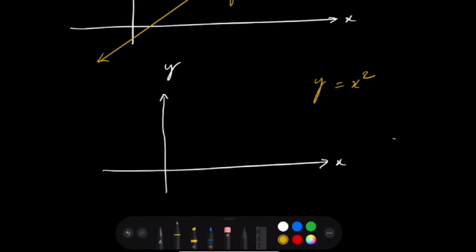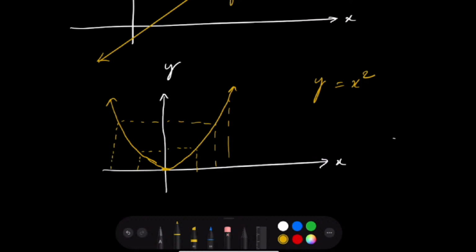Why? Because at x equals 0, y will be 0. At x equals 1, y will be equal to 1. At x equal to 2, y will be equal to 4. At 3, it will be equal to 9, and so on. At -1 also, you'll have y equal to 1, because -1 squared is 1. At x equal to -2, you'll have y equal to 4 again, and you'll get this kind of plot for y equals x squared.